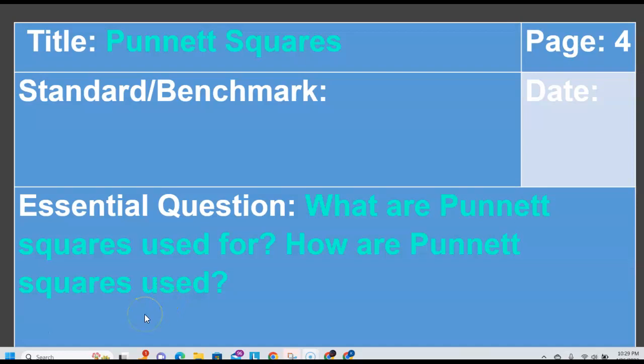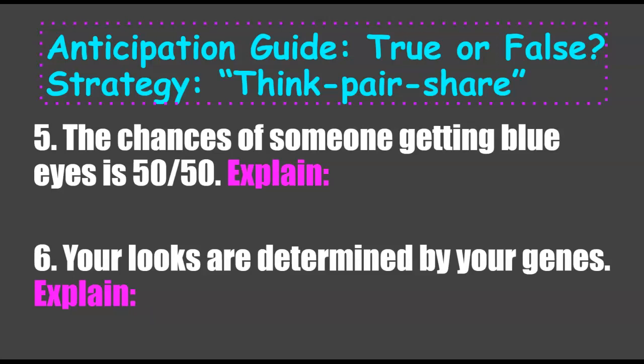Alright, so now we're on to Punnett Squares. This is the last bit of notes for the chapter. Please cross out 3, 4, and 7, 8, 9, 10. We're going to do 5, 6, so we'll only have done 1 and 2, 5 and 6.